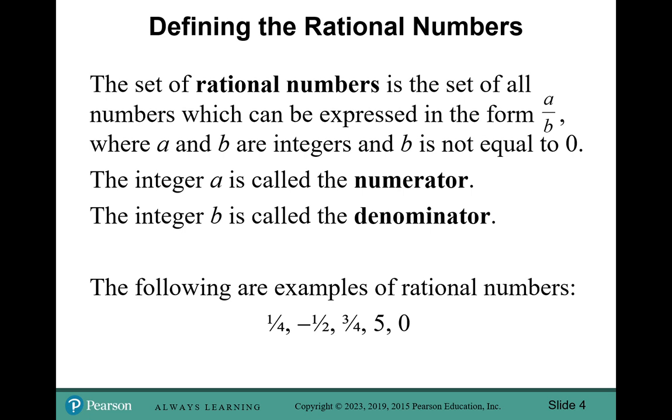Now it may be easy to see that these first three fit the definition of a rational number because most rational numbers are written as fractions. But we can indeed write 5 as a fraction as well, 5 over 1. And we can also write 0 as a fraction. 0 over any number is a fraction, so even 0 over 1 is a fraction. So these are rational numbers as well. Any number that can be written as a fraction, either positive or negative, is a rational number.